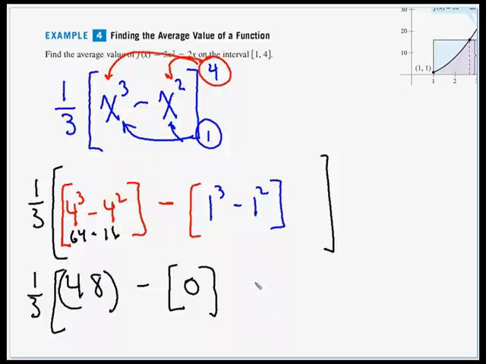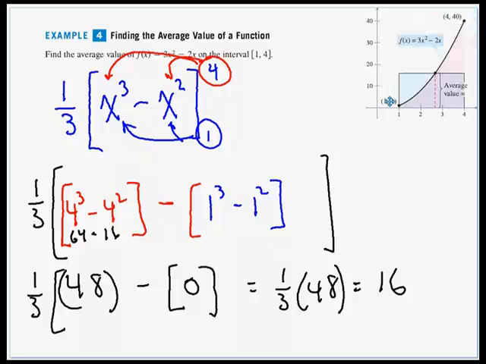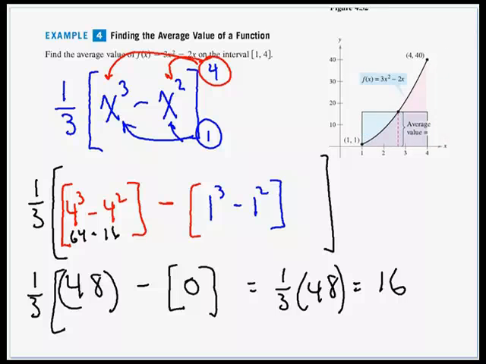And we're just left with 1/3 of 48, which is equal to 16. And if we go back to the picture here, again, this is our average value. Our f of c is about 16. That's just the height of the rectangle, and the width is 4 minus 1, or 3. So a 3 by 16 has an area of 48.